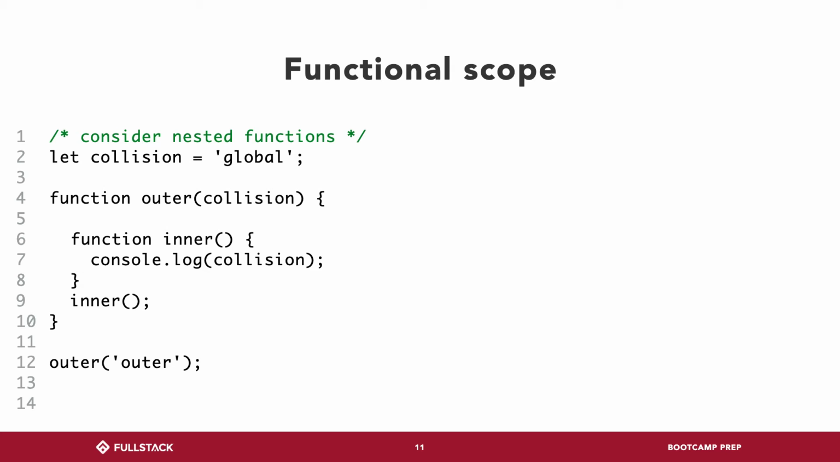What is the difference between this and the last one? Now we don't have anything that is passed into inner. So we can still access that collision variable here because it's defined as a parameter when we define outer. And we pass outer to here, so we'll get outer in the console, because there is no more collision with another variable called collision inside of inner. Make sense?